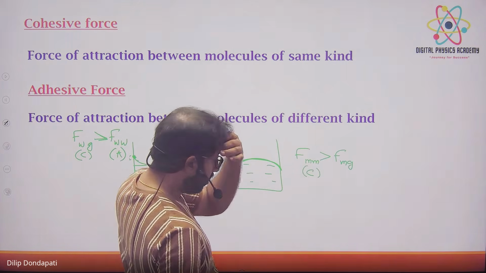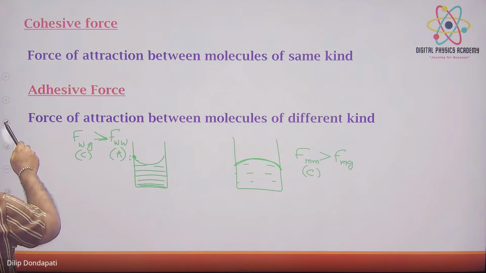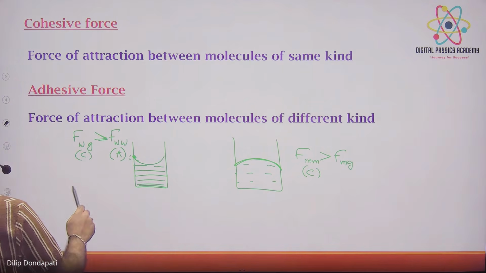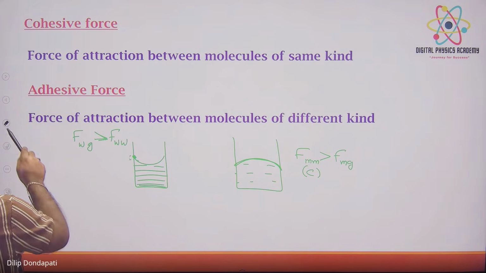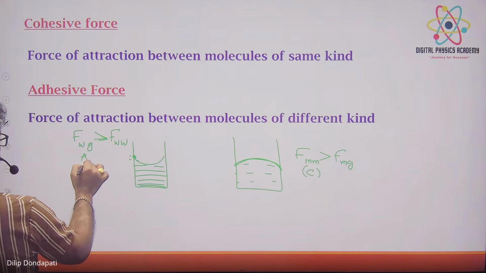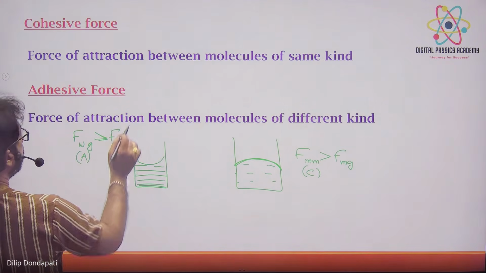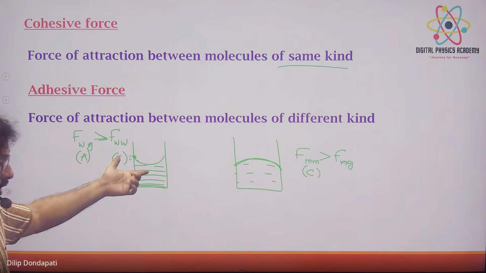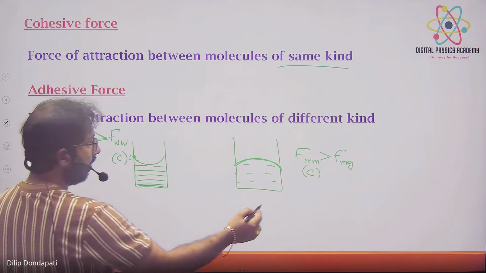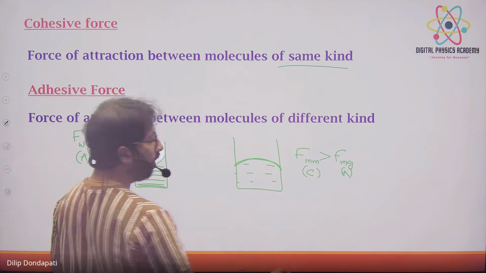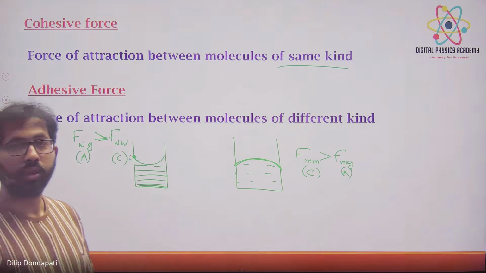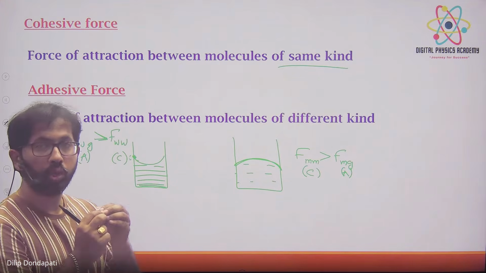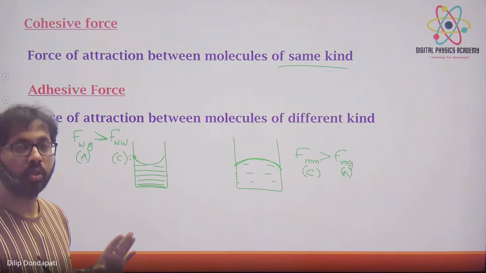Adhesive force is between different kinds of molecules, right? So this is adhesive, right? Here adhesive is greater than cohesive. Cohesive means same kind of molecules, right? So adhesive is greater than cohesive. In this one, cohesive is greater than adhesive. So just remember, cohesive force is between the same kind of molecules. Water-water, mercury-mercury, that we call cohesive.